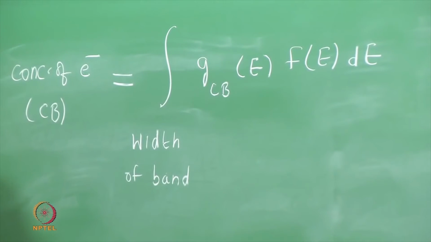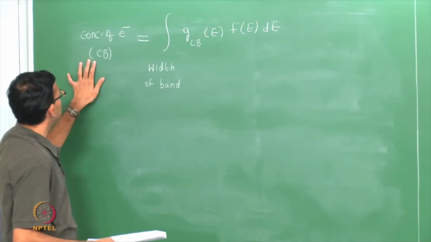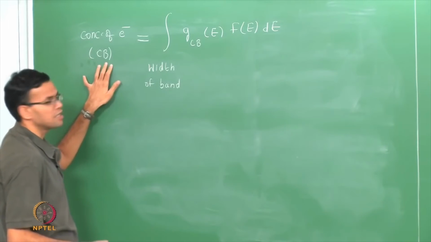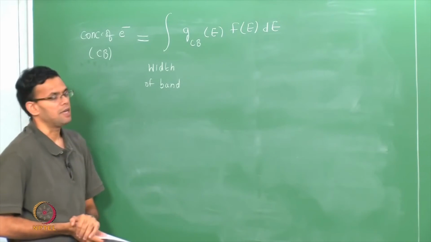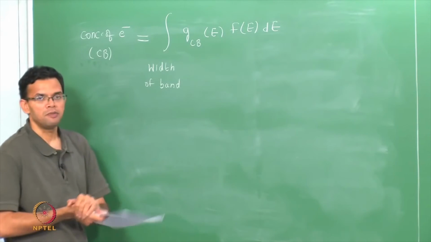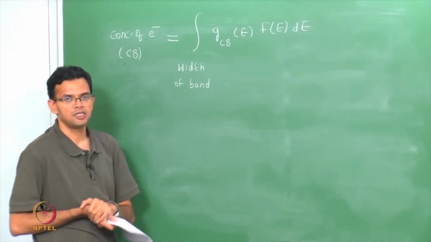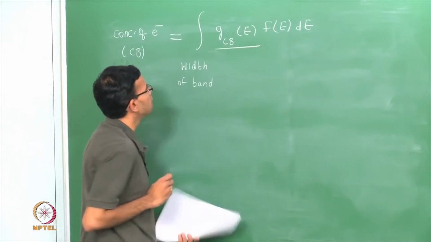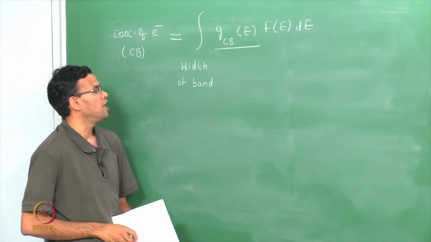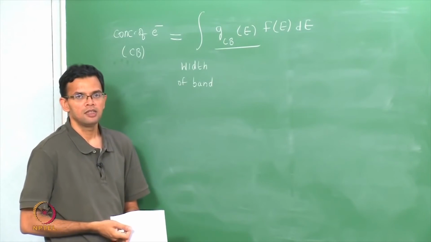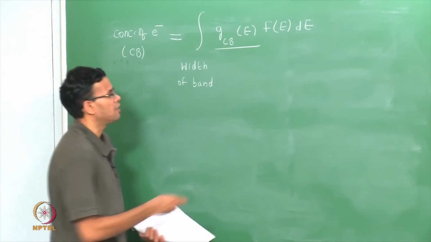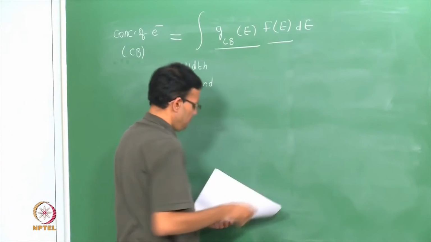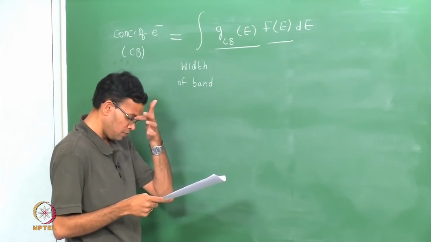To put this into words, if you want to find the number of electrons in the conduction band at any given temperature, it is going to depend on the number of states that are available in the conduction band, which is GC of E, the density of states, and the probability that those states are occupied by the electron, which is f of E.